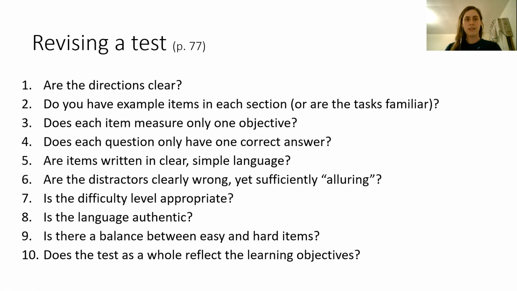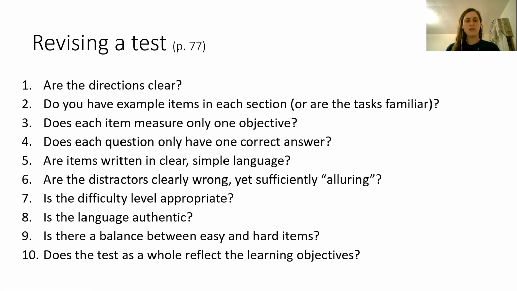All right, so when you revise a test, you should ask yourself, are the directions clear? You can always have someone else look at it and read it to make sure they are. Then you should probably have example items in each section, but if the tasks are familiar, if they already know how to do multiple choice questions, you don't really have to have an example. You need to make sure each item only measures one objective, and each question should only have one correct answer. The items should be written in clear, simple language, and shouldn't be redundant or have excessive context that's unnecessary.